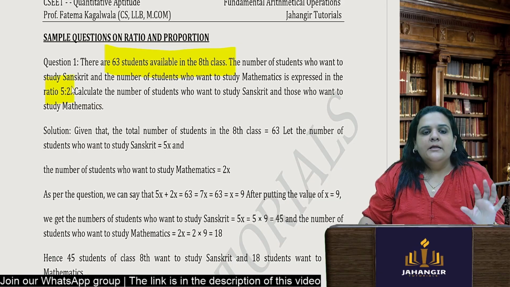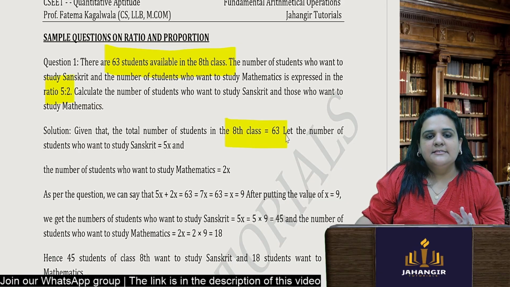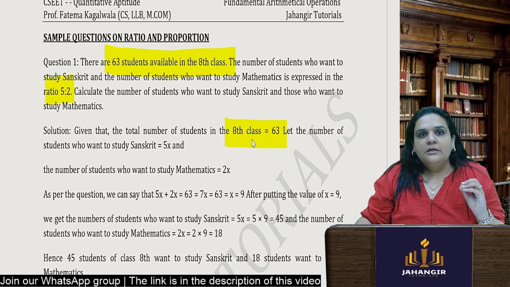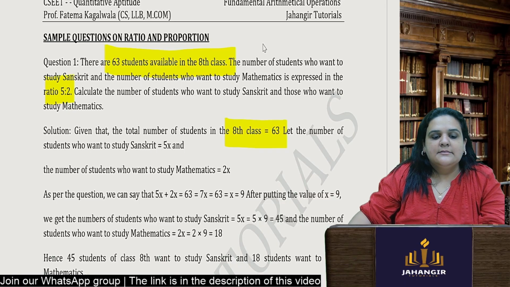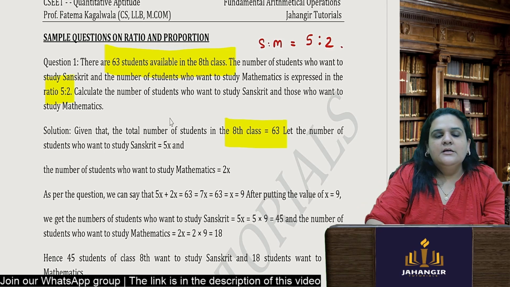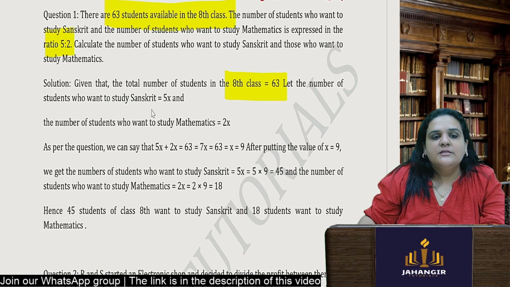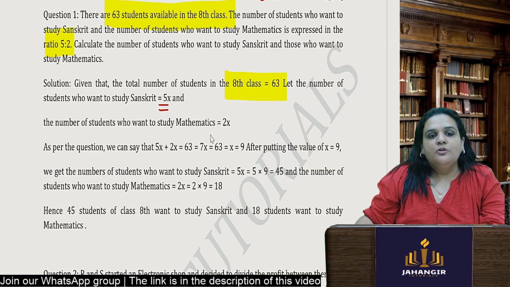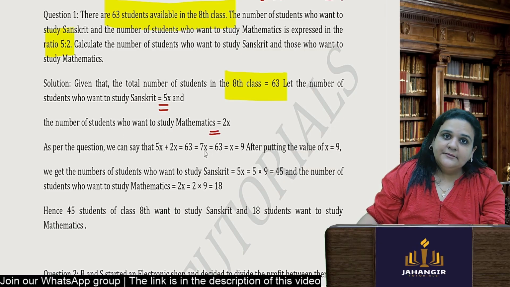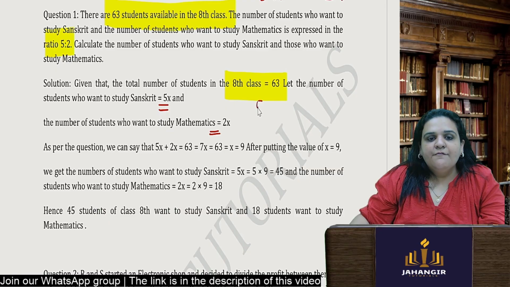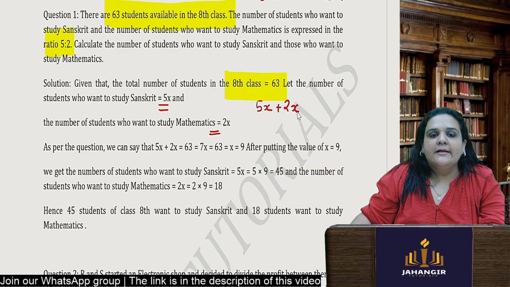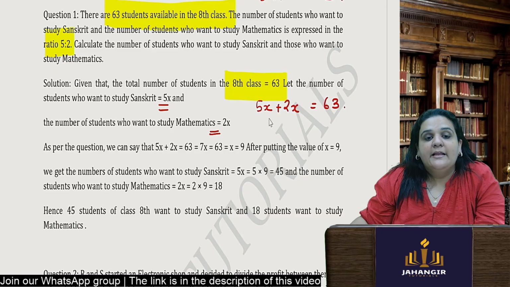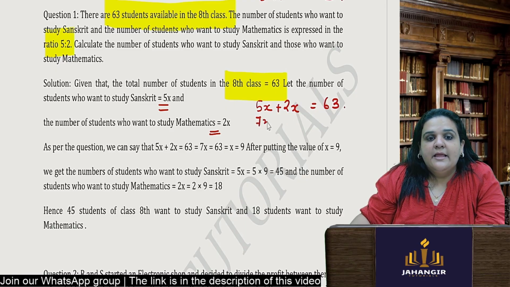In the 8th class there are 63 students, and the ratio of Sanskrit to maths is 5:2. So let the number of students who want to study Sanskrit be 5x. Therefore, those who want to study mathematics will be 2x. So 5x plus 2x will give me 63 total. I have to find the value of x first. So 7x is equal to 63, therefore x will be equal to 9.